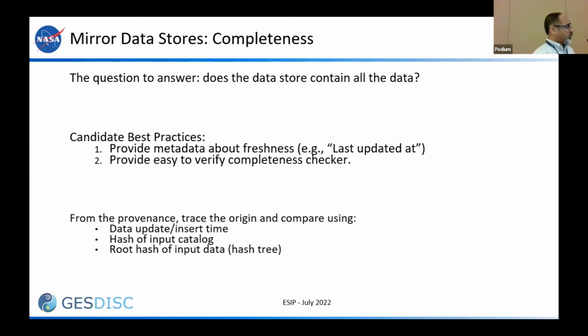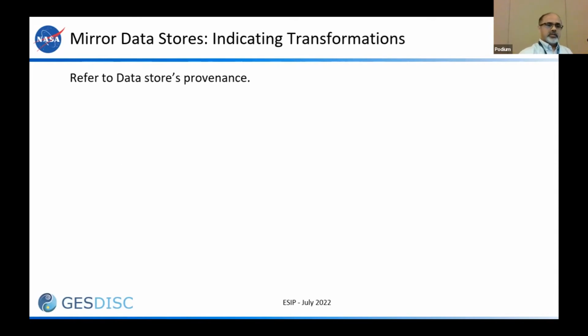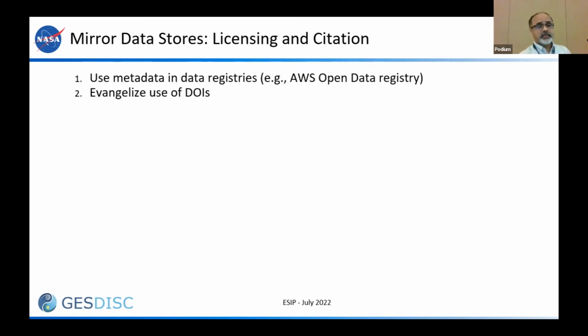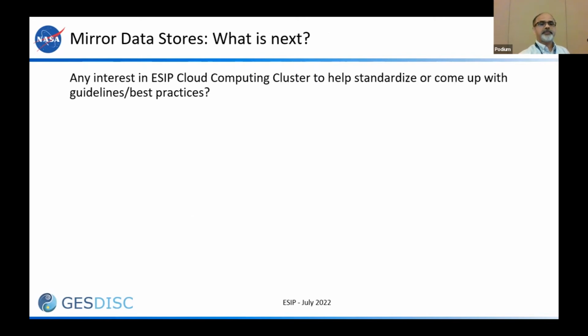Technically, at least on paper, from the provenance we should be able to trace it to the origin and compare using the metadata that's in the provenance, including things like hashes, like the root hash of the input data. These kinds of things are already in use in things like blockchain, so we should be able to do that for our data as well. For transformation itself, we can use the provenance, and for licensing and citations, there is existing metadata in the registries that are out there. We should continue to evangelize using DOIs.